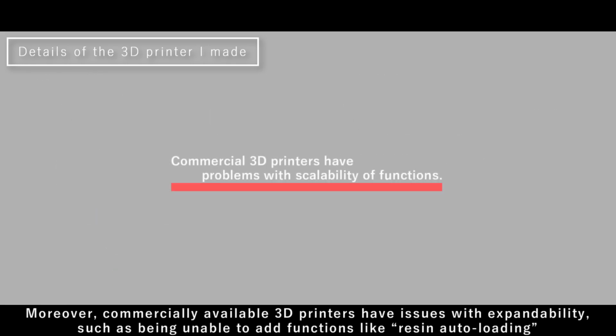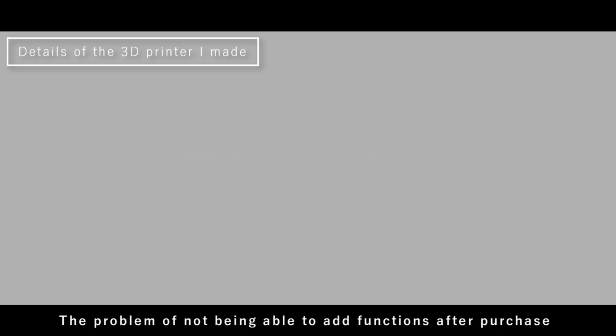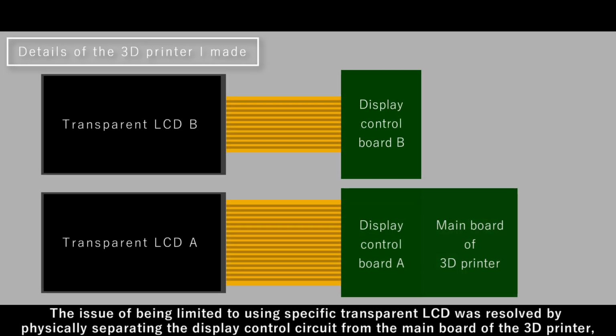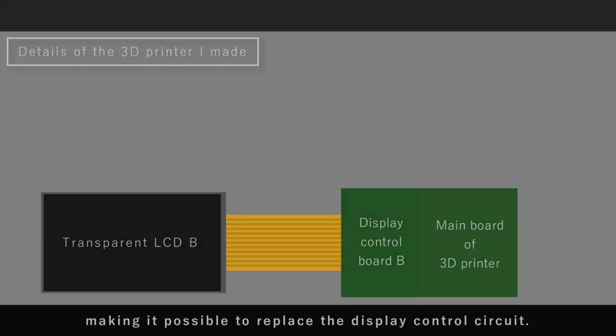Moreover, commercially available 3D printers have issues with expandability, such as being unable to add functions like resin auto-loading or replace the LCD designated as consumables with higher resolution ones. The problem of not being able to add functions after purchase has been addressed with expansion ports for expansion modules. The issue of being limited to using specific transparent LCD was resolved by physically separating the display control circuit from the main board of the 3D printer, making it possible to replace the display control circuit.